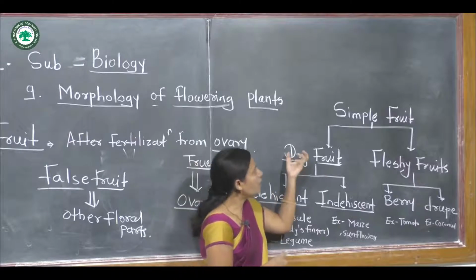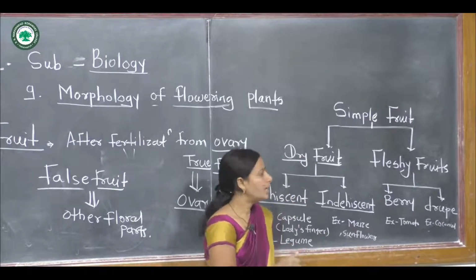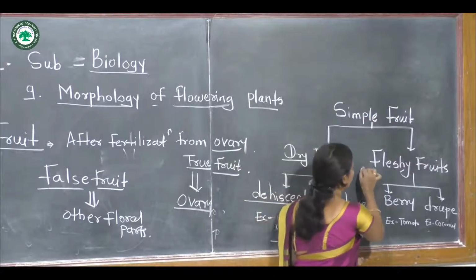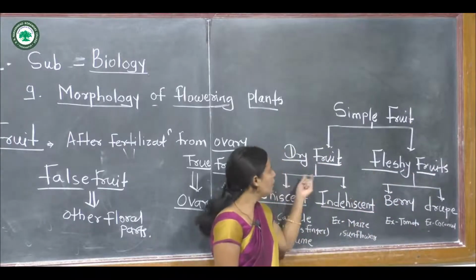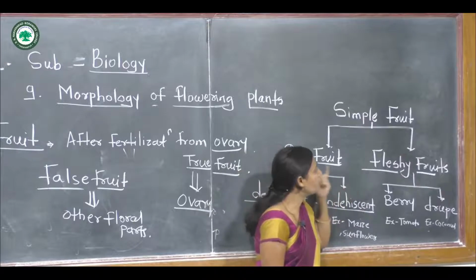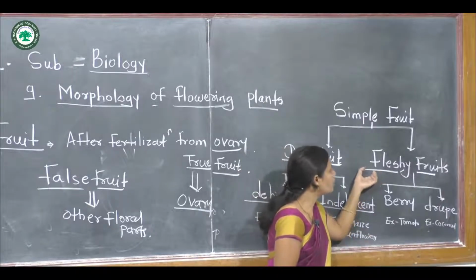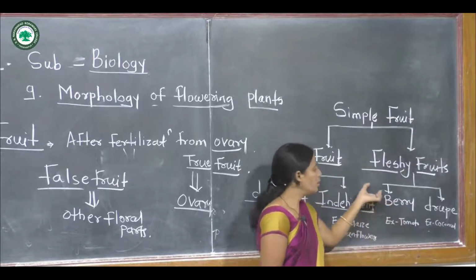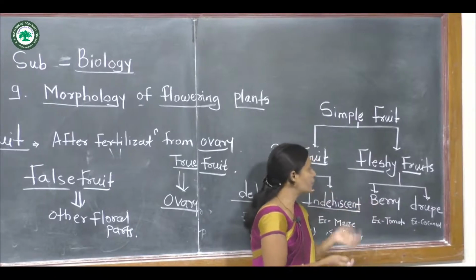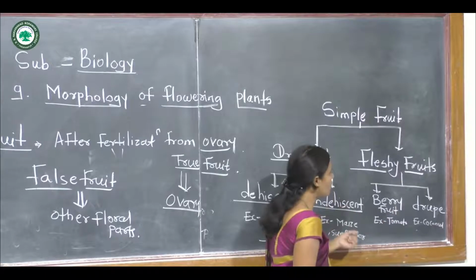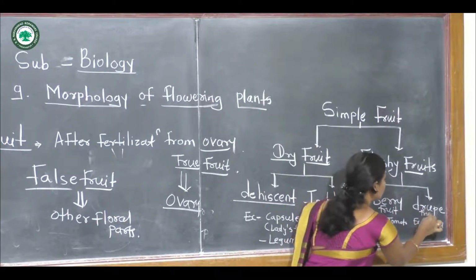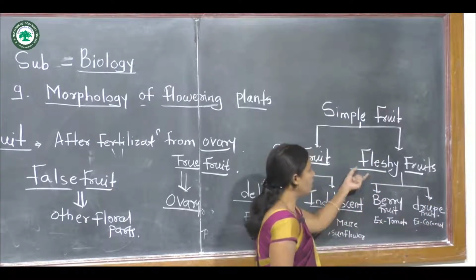Now the next type of fruits is the fleshy fruits. The simple fruit is divided into dry fruits and fleshy fruits. Now these fleshy fruits are also divided into the berry type of fruits and the drupe type of fruits. These are the two types of fleshy fruits.